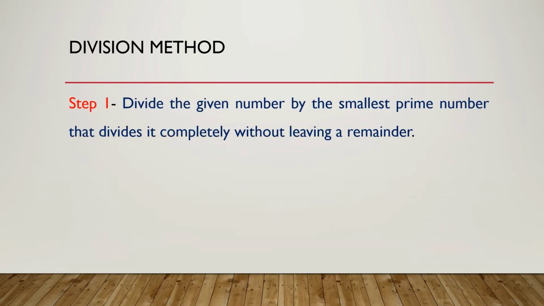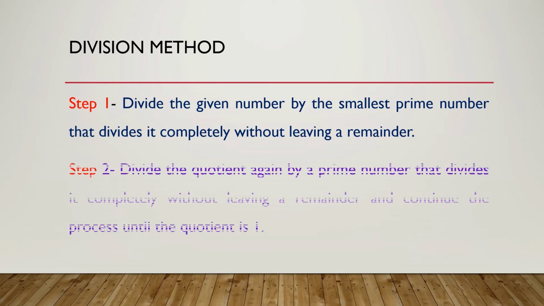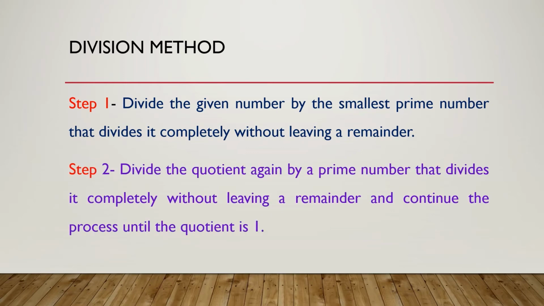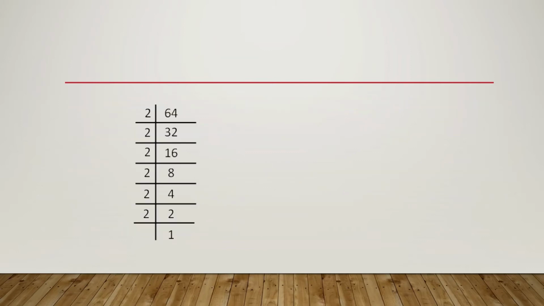Step 1: divide the given number by the smallest prime number that divides it completely without leaving a remainder. Step 2: divide the quotient again by a prime number that divides it completely without leaving a remainder, and continue the process until the quotient is 1. Let us see some examples.